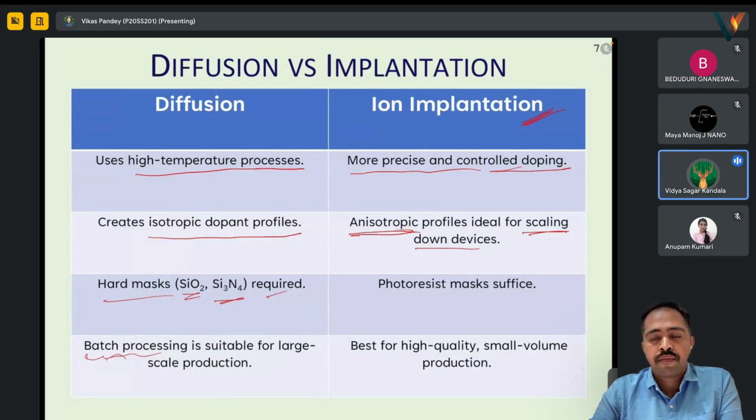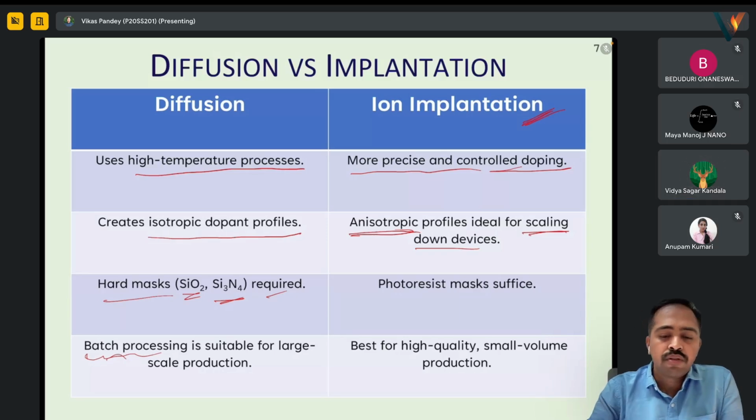Nothing, sir, but I have one query related to diffusion and ion implantation. Can we ask right now, or cover it later? Yes, you can ask right now. My question is whether any devices follow both the options, diffusion and ion implantation, or only one is always followed for the device.